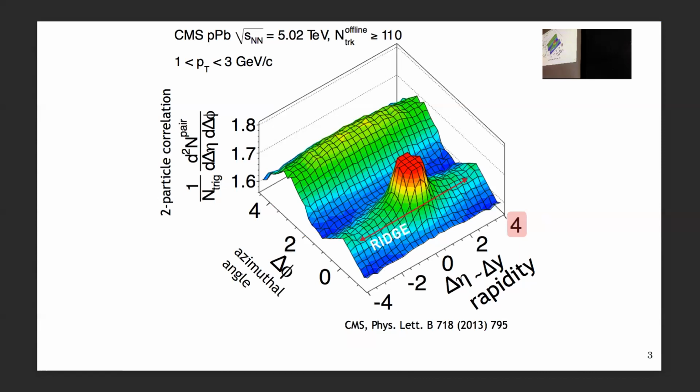I don't buy your argument that it works best at low multiplicity. It's best at typical multiplicities or higher. Low multiplicities are very special. They may have nothing to do with color glass or saturation. Yeah, but it may be peripheral collisions. Okay, I take that point too.